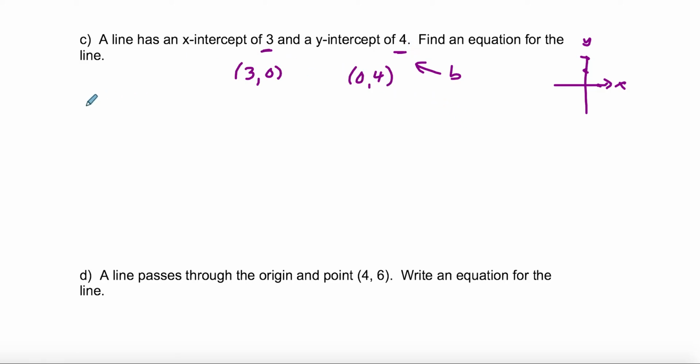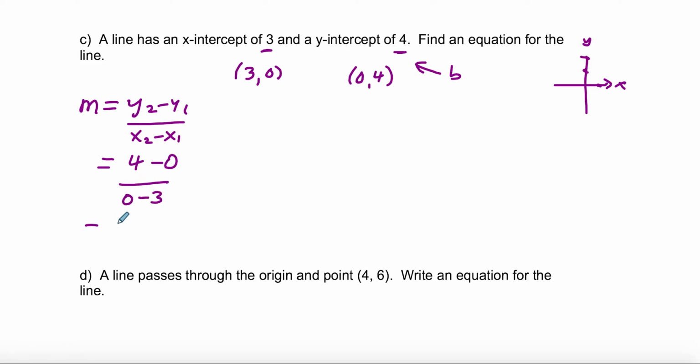So same thing, we'd want to use our slope formula to find the m. So again, some students will struggle with this question because they'll be like, how do I use this 3? Well, remember that an x-intercept of 3 is actually an ordered pair. And a y-intercept of 4 is actually an ordered pair. I have 2 points, and then I'm able to find the slope. So 4 minus 0 over 0 minus 3, that gives me 4 over -3, or -4/3.